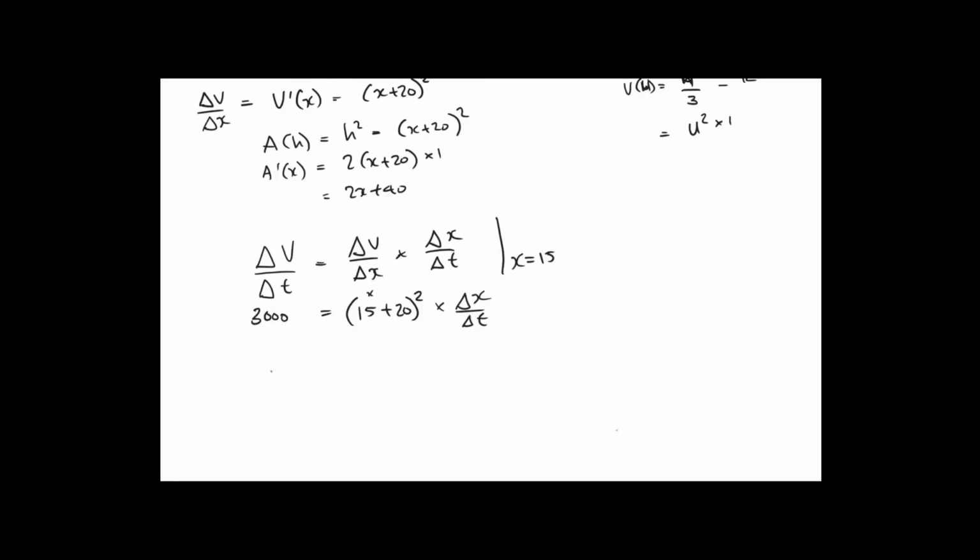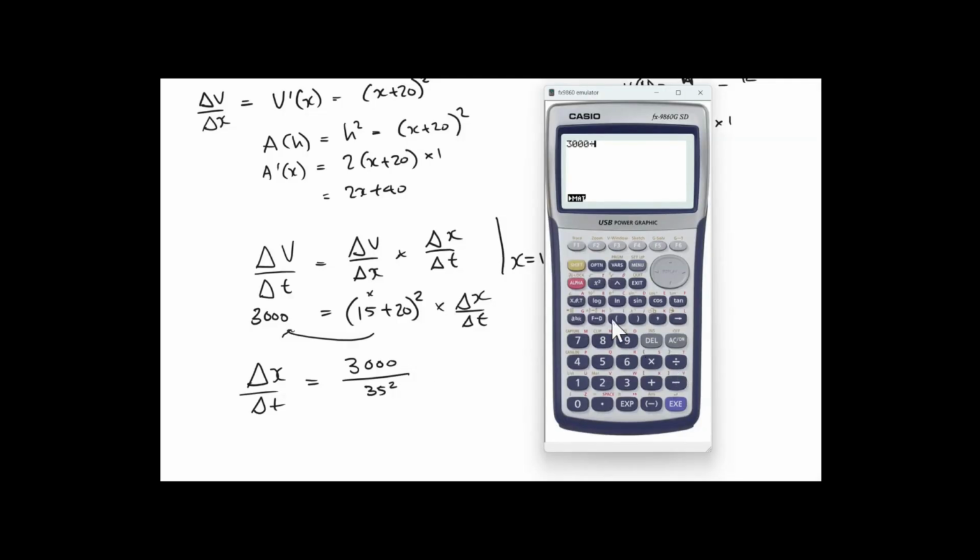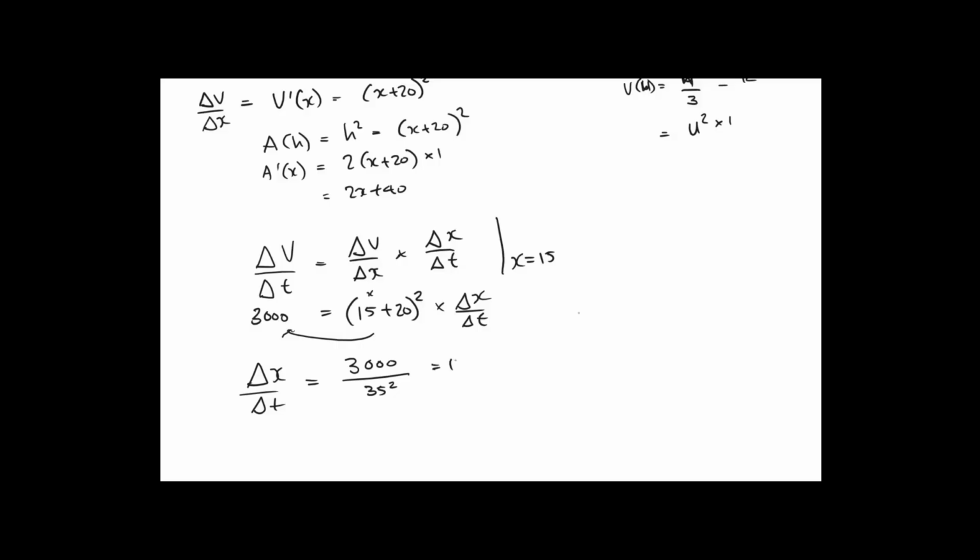So using a bit of algebra, bringing this across, the change in x over the change in time is going to be 3,000 divided by 35 squared. 3,000 divided by 35 squared. I always put them in brackets in these calculators. It's a nasty number. 120 over 49. That's a nice one. 120 over 49, and that's going to be in centimeters per minute. Okay, so now we have the change of x over the change in time.